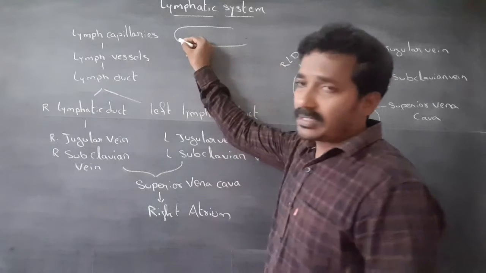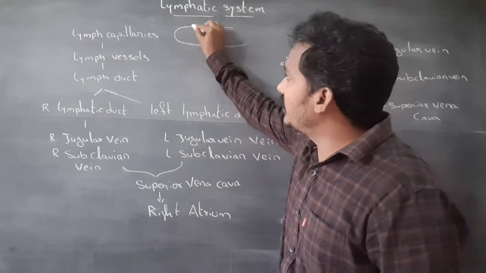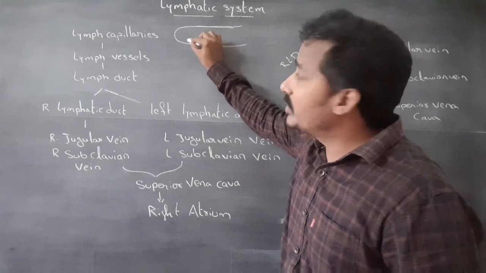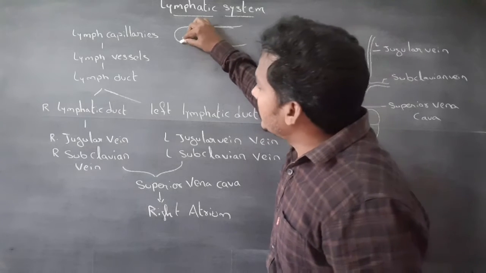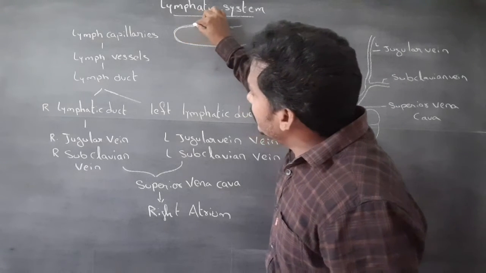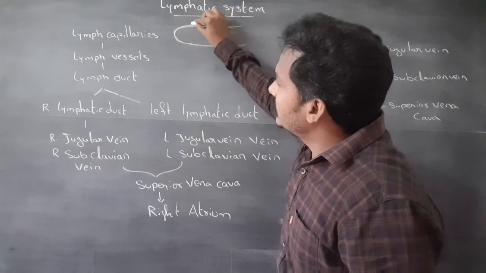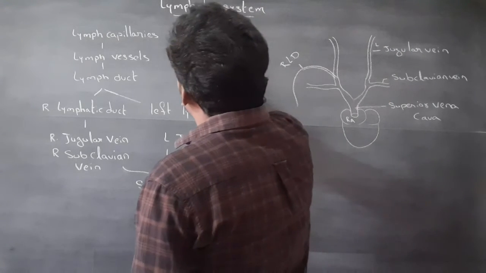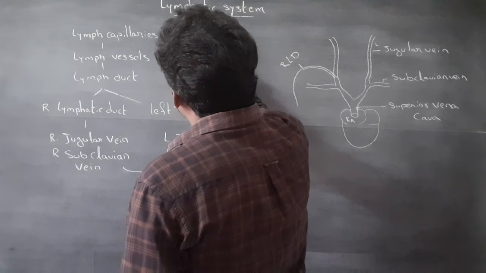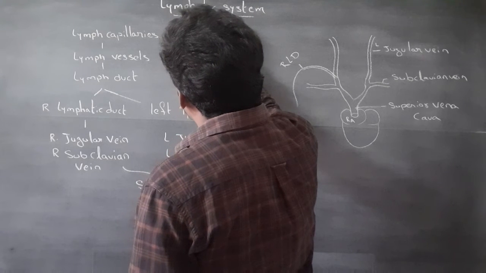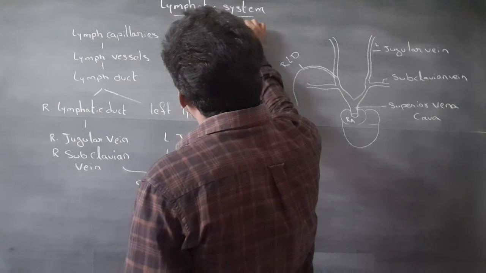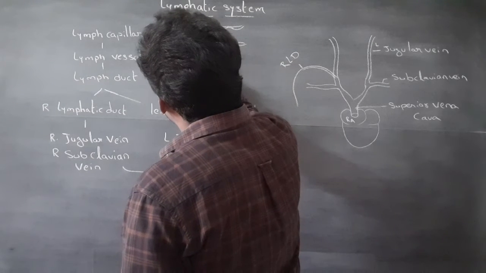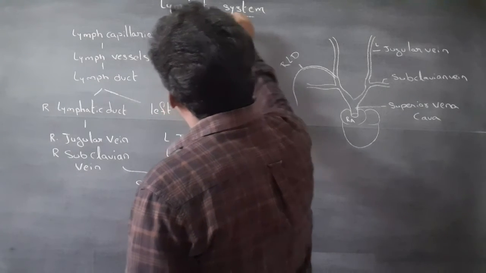Lymph capillaries are microscopic and blind-ended. The wall of the lymph capillary is made by endothelium.